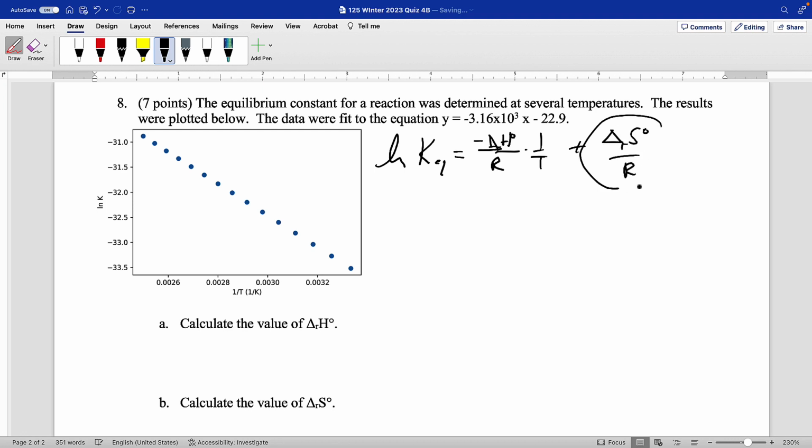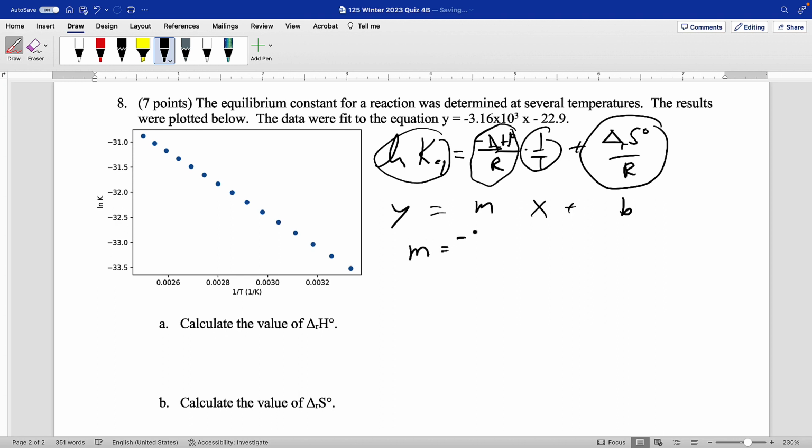So we can see this is going to be our intercept because we plotted this as our Y, and since we plotted this as our X, we've got y equals mx plus b. So we can see that this is going to be our slope and our intercept is this. So we're just going to solve this equation. Since our slope is equal to negative delta H over R, we can multiply by negative R and get delta H for our reaction is negative slope times R.